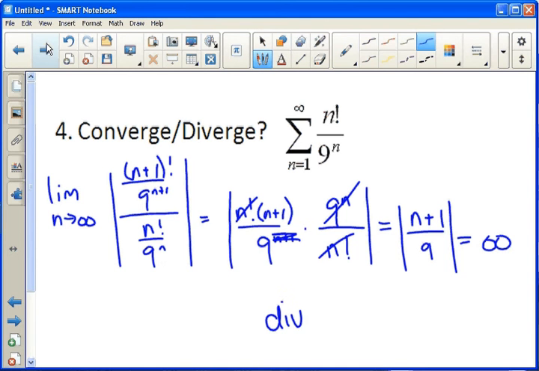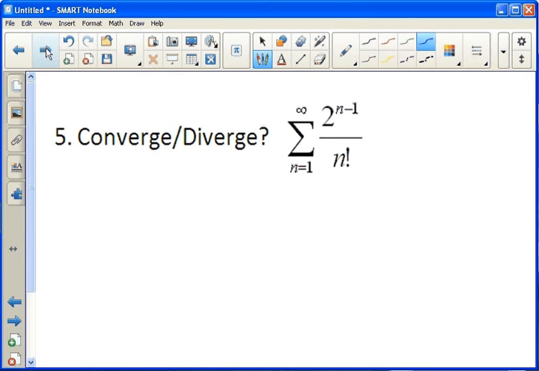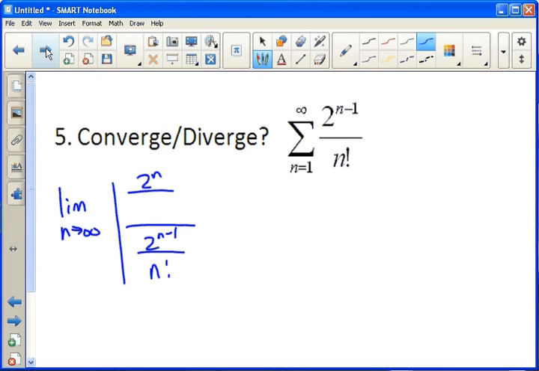Final example for the ratio test, we have converge or diverge. We want to do the limit as n approaches infinity, we put the original on the bottom. We add 1 to all the n's on top, and then multiply by the reciprocal.